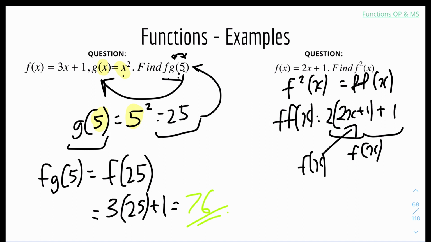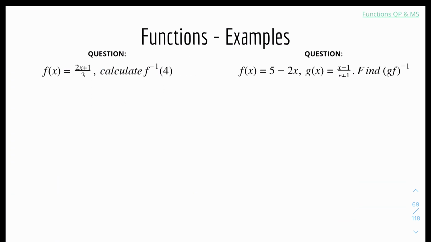Basically an f of x inside an f of x. So if you expand this out, it will be 2 times 2x equals 4x. 2 times 1 is 2, 2 plus 1 is 3, so it will be 4x plus 3. And then we have some more function examples.